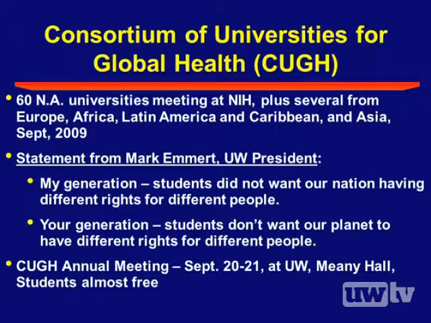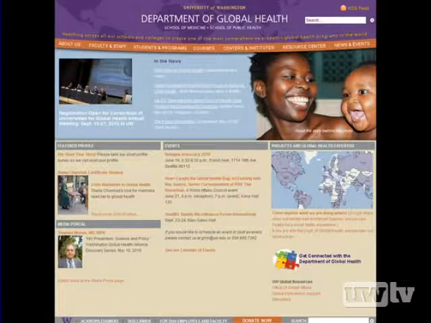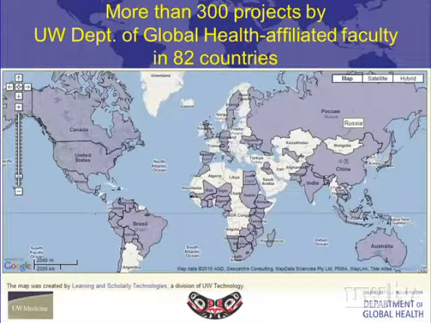So we're having a meeting of the Consortium of Universities for Global Health, the 2nd annual meeting here at the University of Washington on September 20th and 21st. And for students, it's almost free except for the lunch. So we hope some of you will be able to come. Here's our departmental website. And you see this map here. You can hit any area of the world and we'll tell you where University of Washington has a program going on.